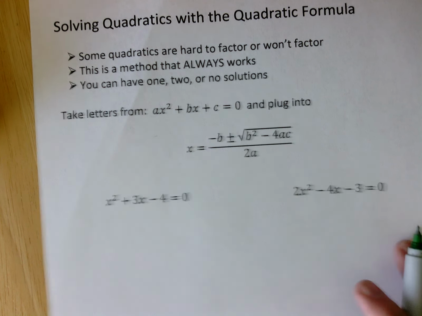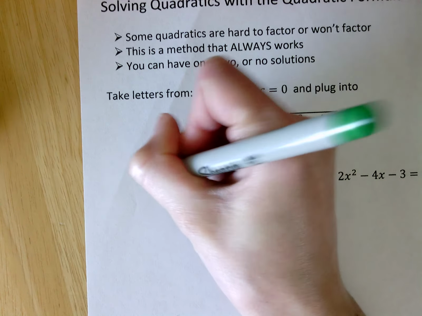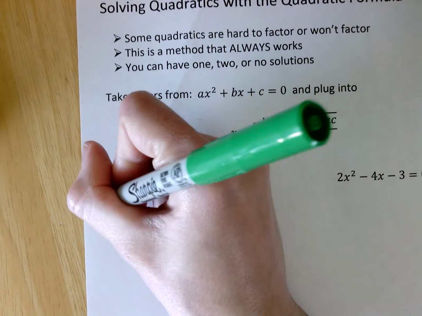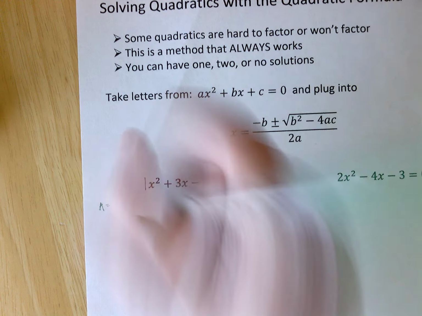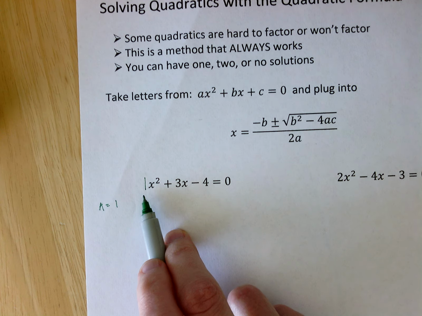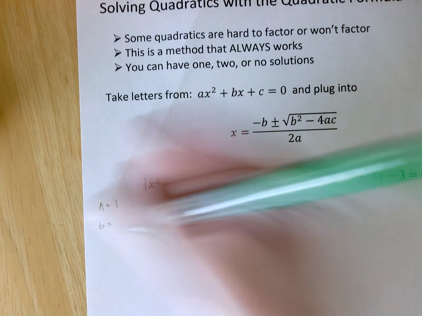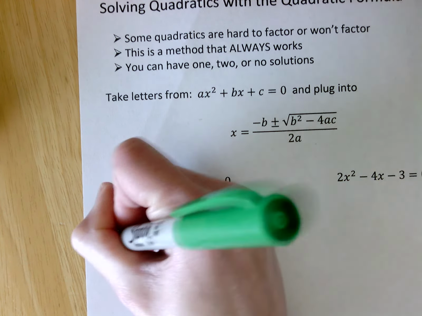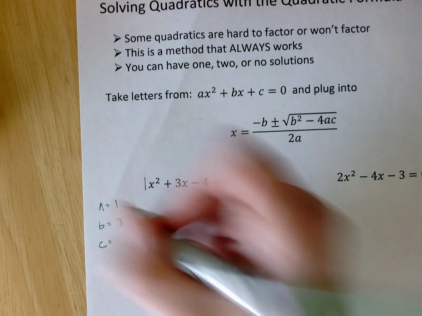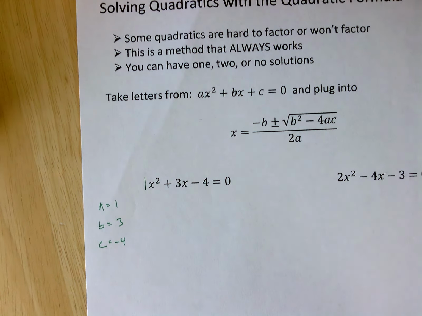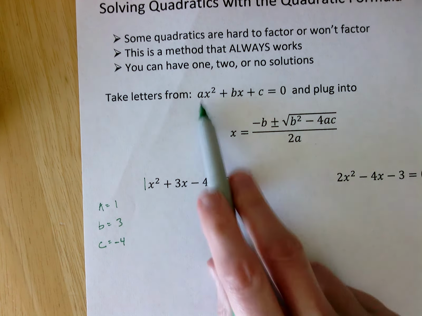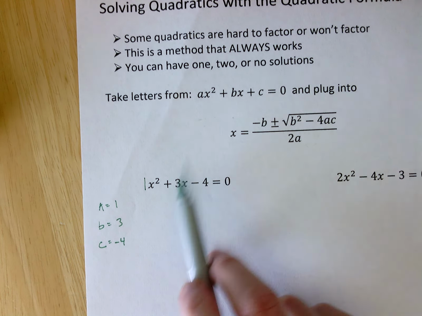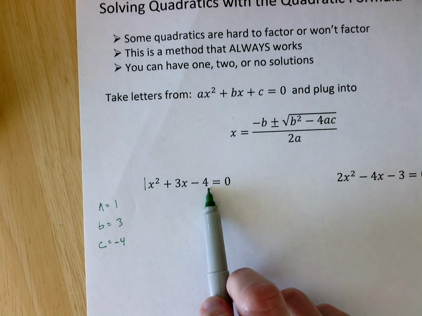So in this first equation, there's a little invisible 1 here, right? So this is a 1x squared plus 3x minus 4. So that means that A is going to be 1, because that's the number in front of x squared. B is going to be 3, because that's the number in front of x. And C is going to be -4. You got to keep that sign with it. Okay, so C is -4. So I've got A in front of x squared, B in front of x, and then C is the number without an x.